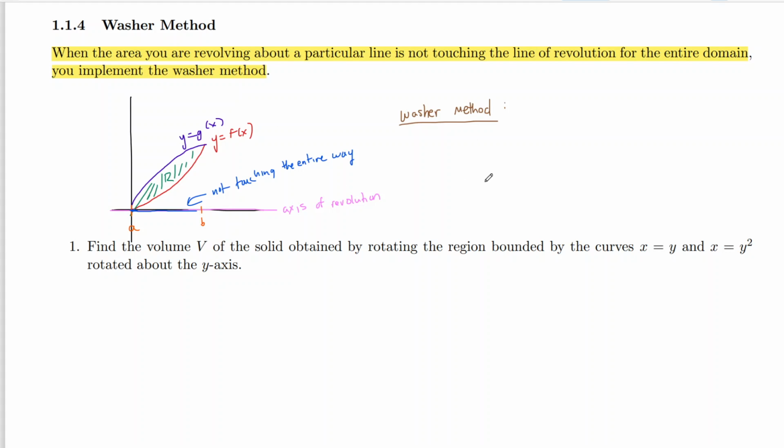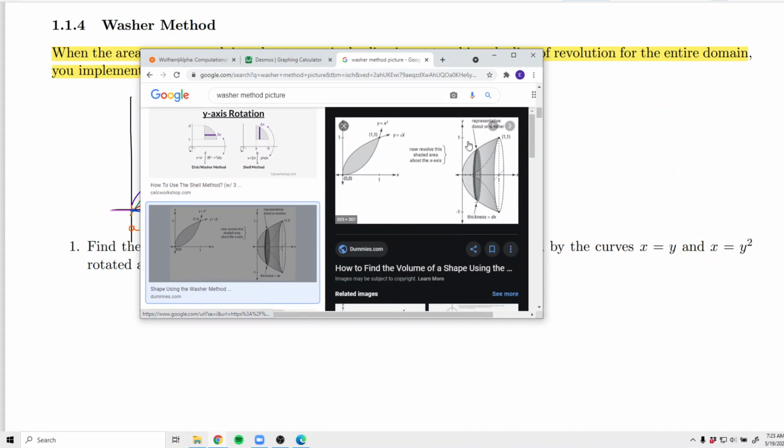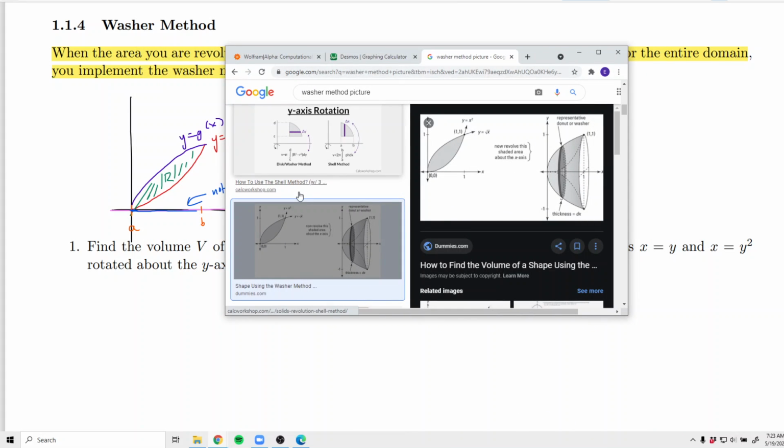Right? Now, why is this called the washer method? It's called the washer method because when you rotate your little lines here to make the small cylinders, it's not a filled-in circle. It's going to be a circle with some space in between. So let me go ahead and show you a picture real quick. Once again, just Google the picture so you can see it here. It actually has that same sort of shape, which is kind of funny.